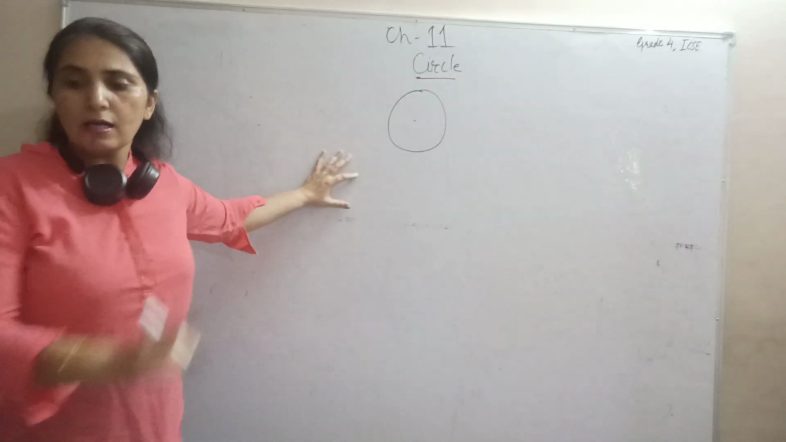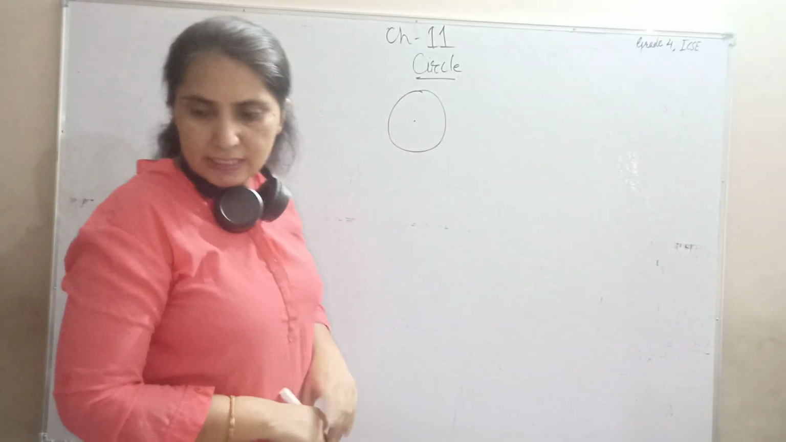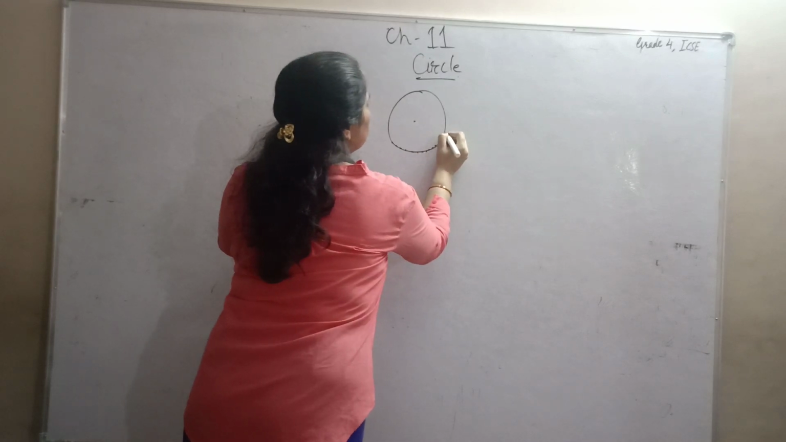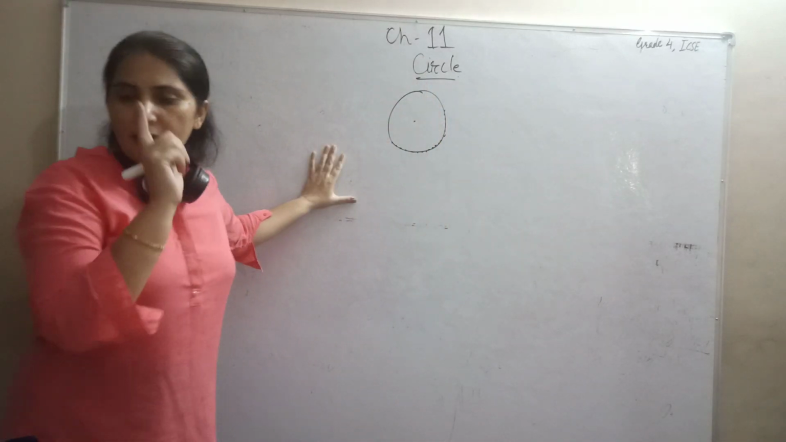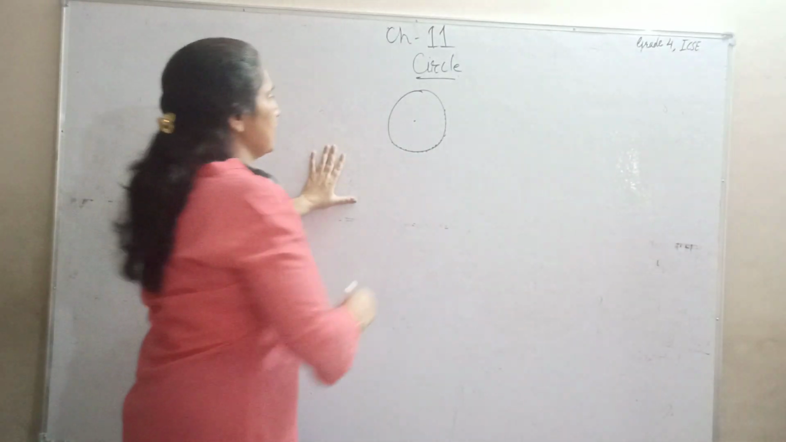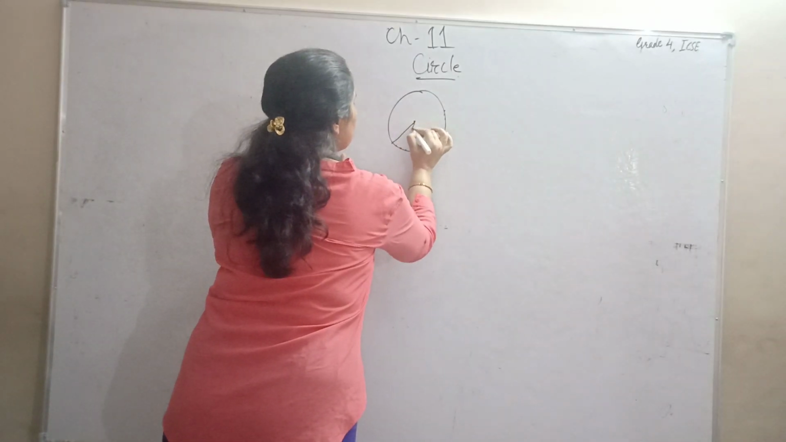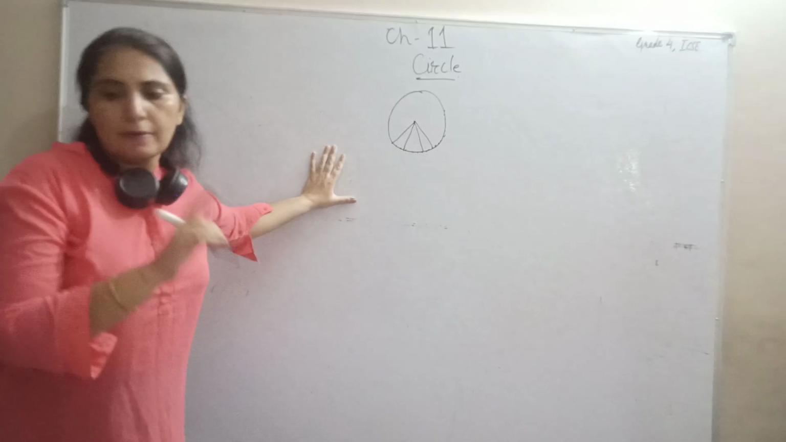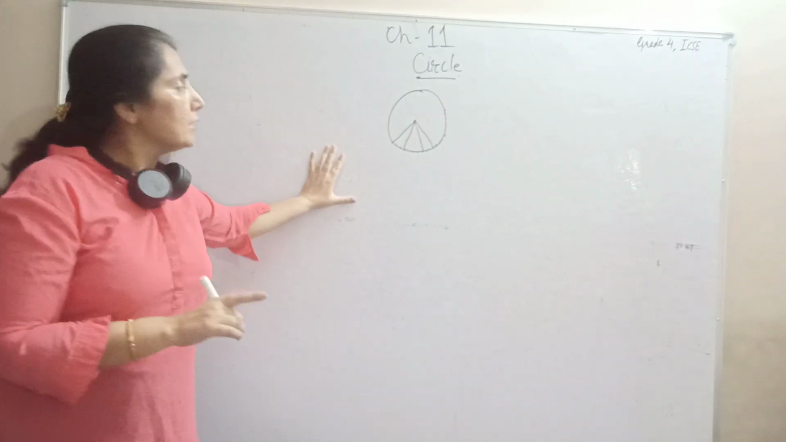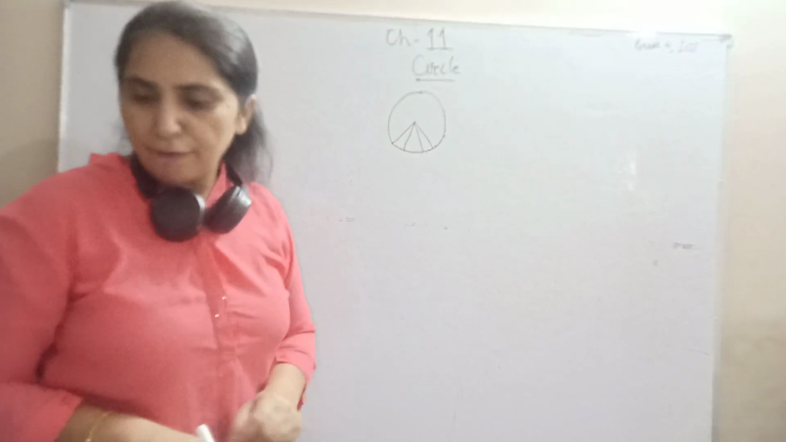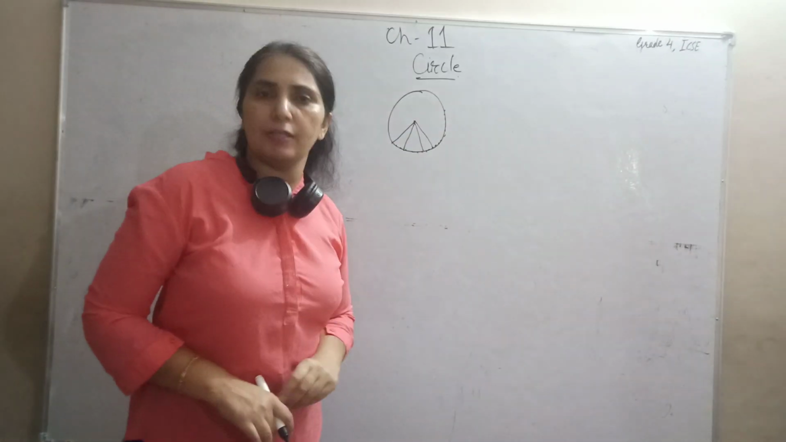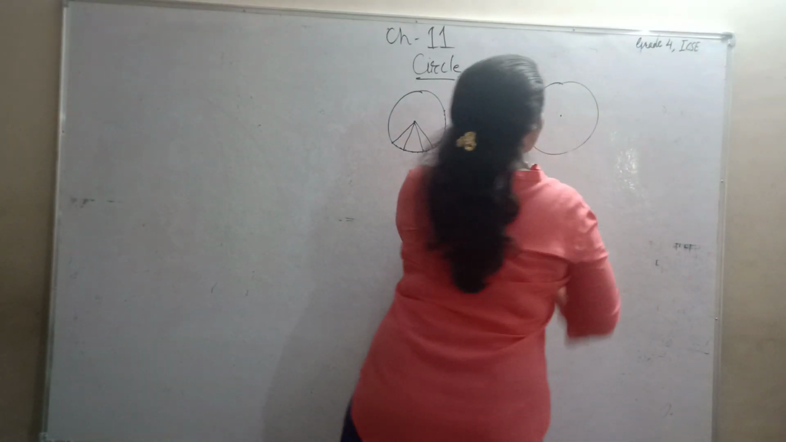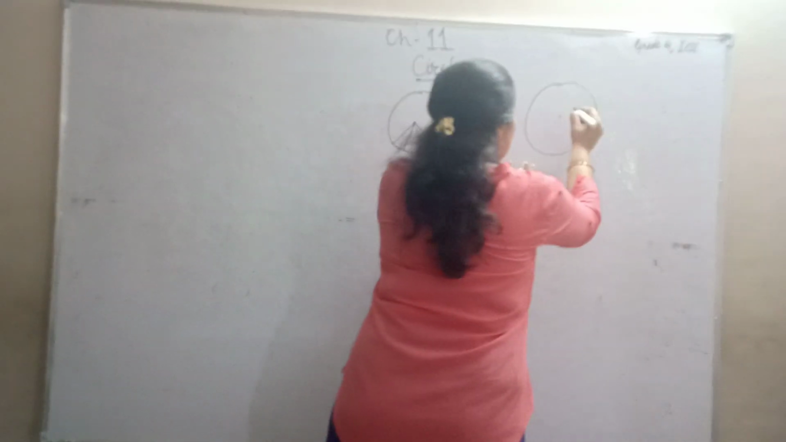how will you define it? A circle is a simple closed curve whose every point is, means any point I draw on the circle, whose every point is equidistant from a fixed point in its interior. When we draw a circle, inside it we show a point and we label it O.